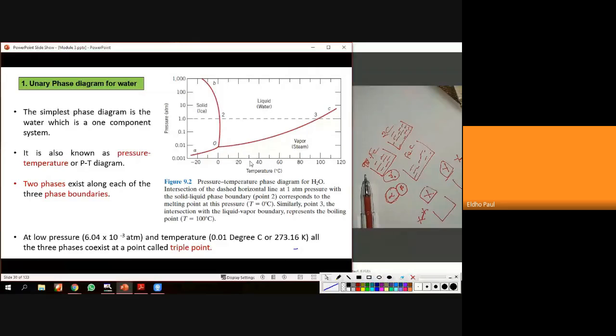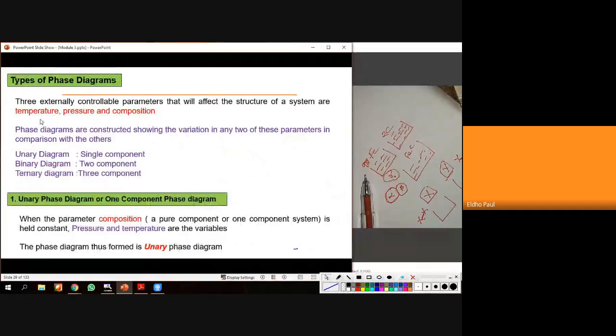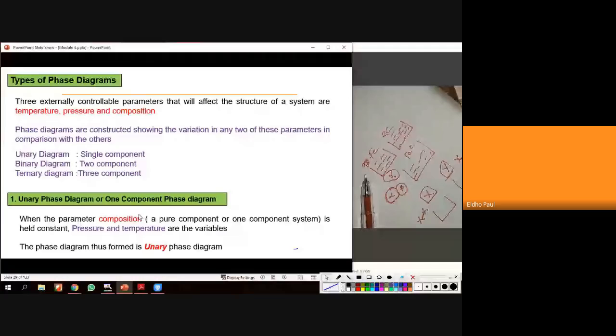That is a unary phase diagram for water. Here three externally controlled parameters affect the structure or phases of the system, that is temperature, pressure and composition. Based on this, we can draw three diagrams: unary diagram, binary diagram, ternary diagram. In a unary diagram, the parameter composition is not applicable because here we use a pure component or one component system.